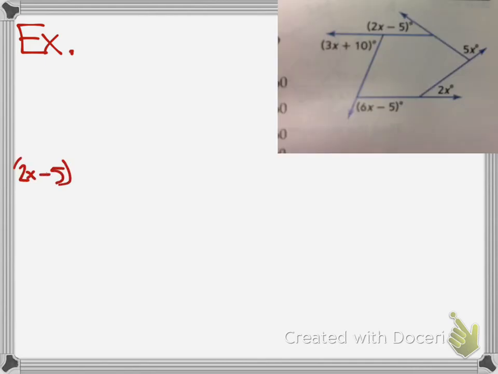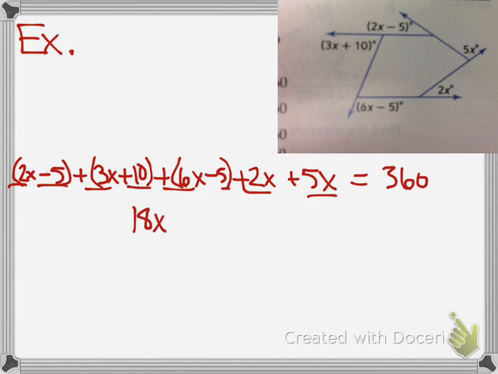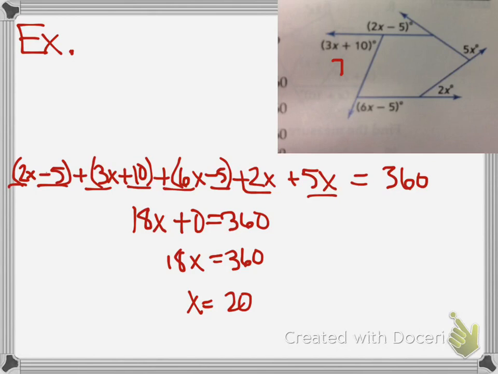What does that mean for this? Let's look at an example. I know 2x minus 5 plus 3x plus 10 plus 6x minus 5 plus 2x plus 5x, all of that adds up to 360 degrees. Then you combine your like terms. You got 18x. The negative 5 plus 10 minus 5 is going to give me 0, so 18x is equal to 360. Divide, and you get x is equal to 20.